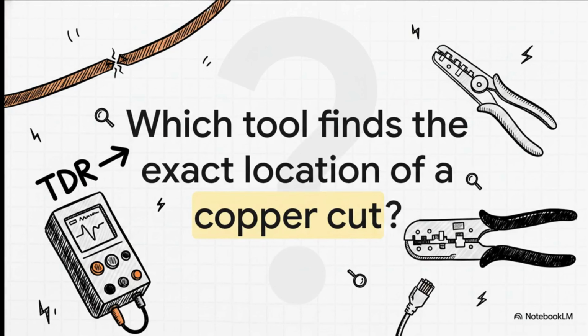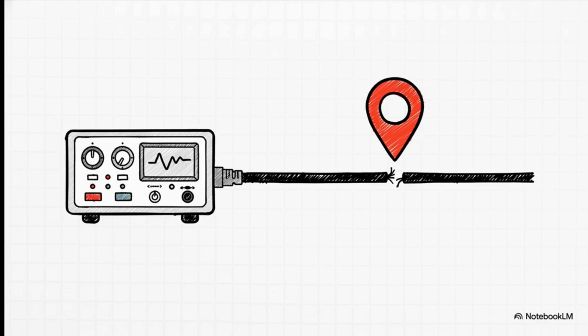Exam scenario. You need to find the exact location of a cut copper cable. Which tool wins? It's the TDR, hands down. A multimeter just can't pinpoint that physical location for you.